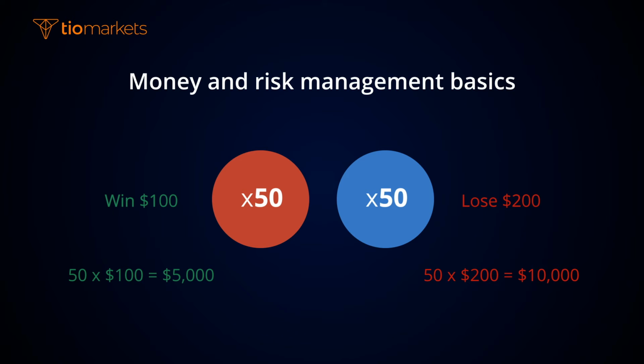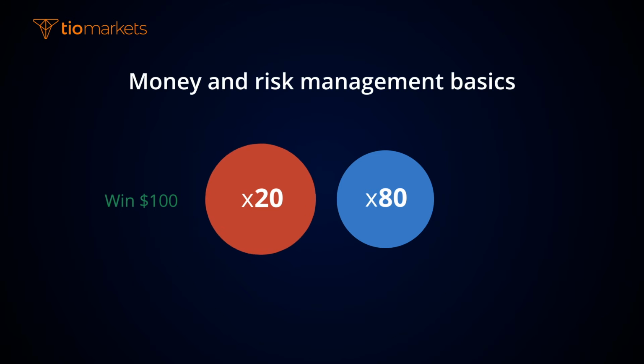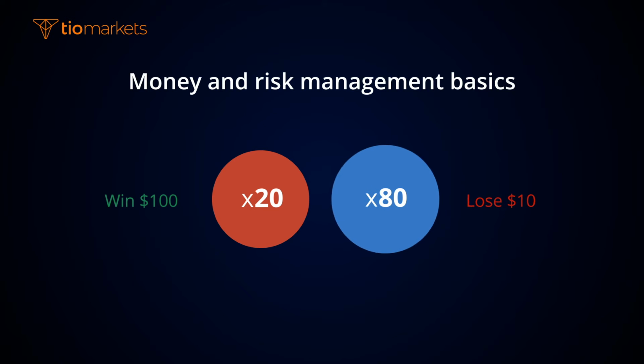Okay, let's change the parameters a little bit. Let's say that there are 20 red marbles in the bag and 80 blue ones. What is the probability of pulling a red marble out of the bag? If you answered 20%, you are correct. Now imagine you are playing the same game, but now you win $100 if you pull a red marble out of the bag and lose $10 if you pull a blue marble out of the bag. Would you play this game for 100 turns?